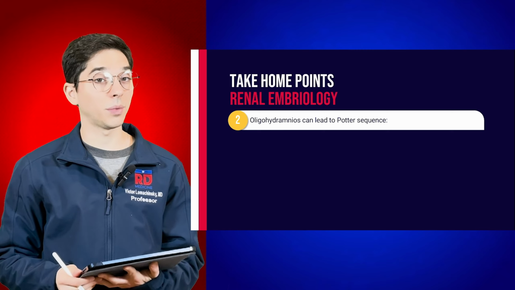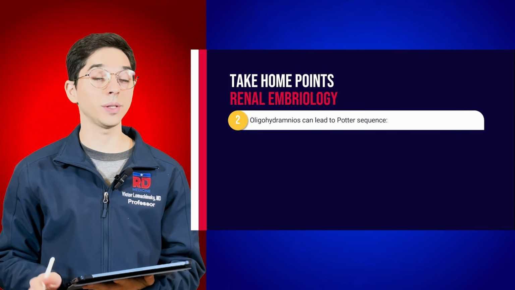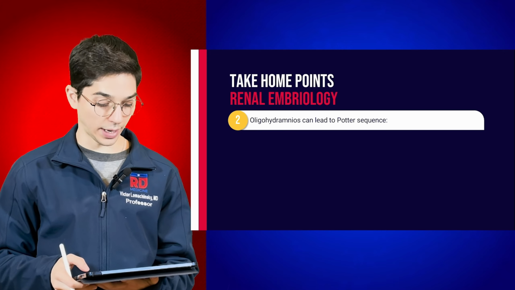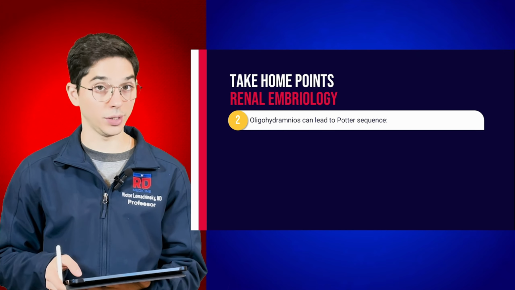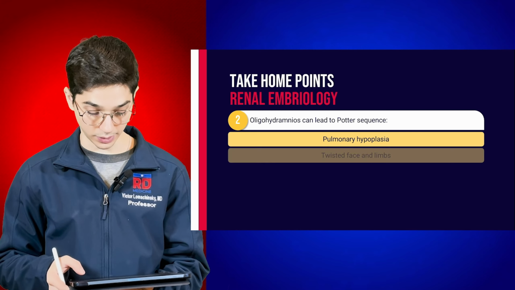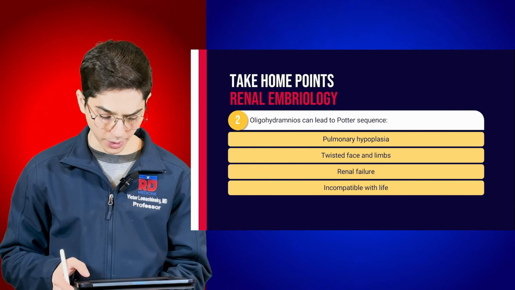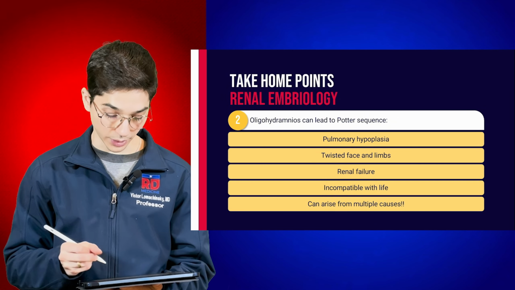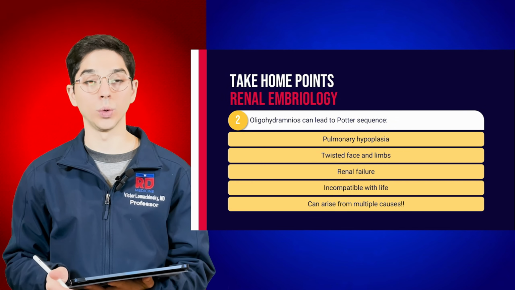And since we're talking about renal agenesis, if it happens bilaterally, meaning on both sides, we're going to get oligohydramnios. And oligohydramnios can lead to Potter sequence. Just remember pulmonary hypoplasia, twisted face and limbs, renal failure, and also remember that it's often incompatible with life.